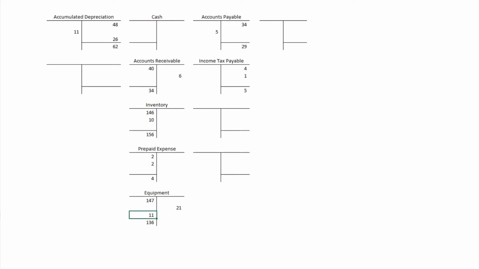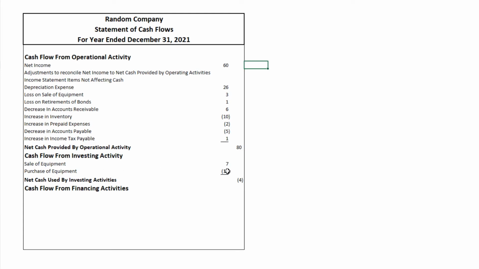That 11 goes into the statement of cash flow. Since you purchased it, it's going to be a negative number. So you have the sale of equipment for the 7, the purchase of equipment for 11. So net cash used by investing activity is a negative 4, because you can do the math. And then we have cash flow from financing activities.